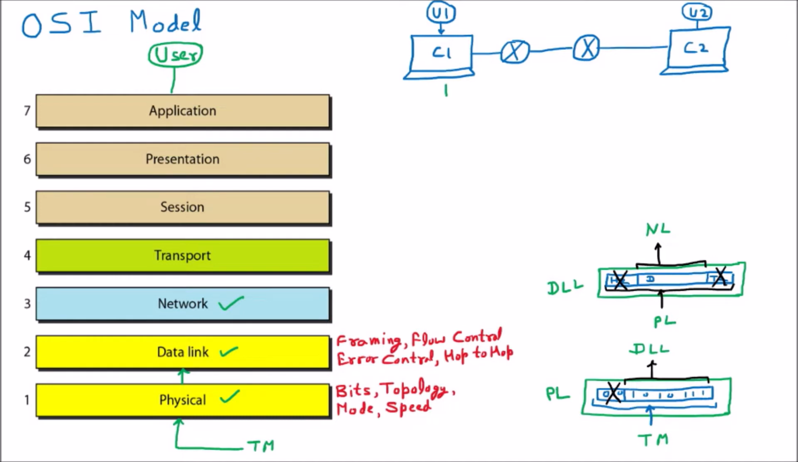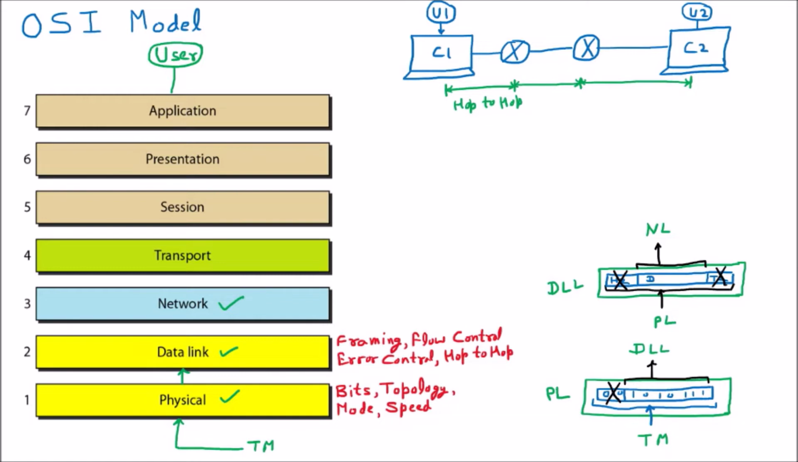From the system to the device, it is called hop to hop delivery. Similarly, from one device to another device is hop to hop. Again, from another device to the system, it is again hop to hop.